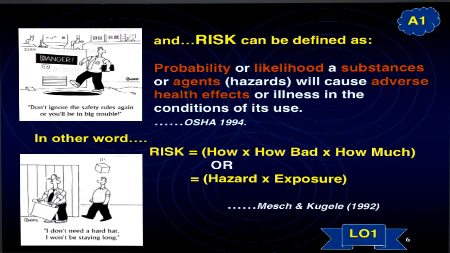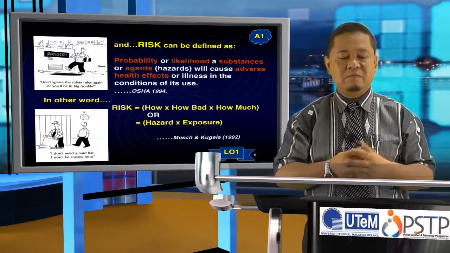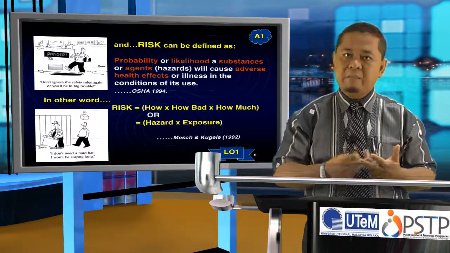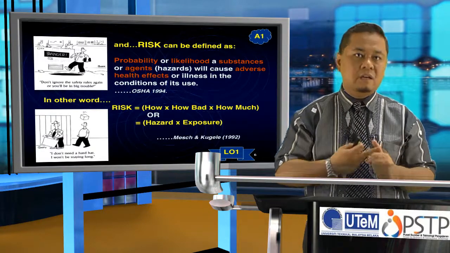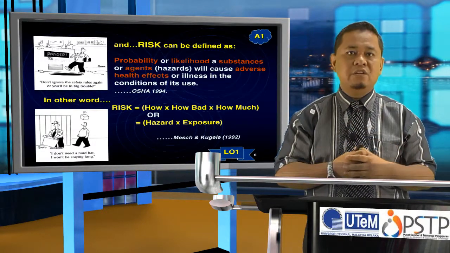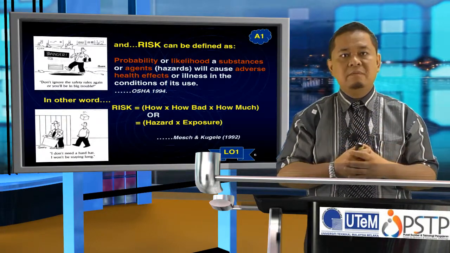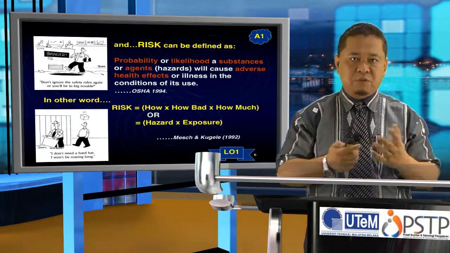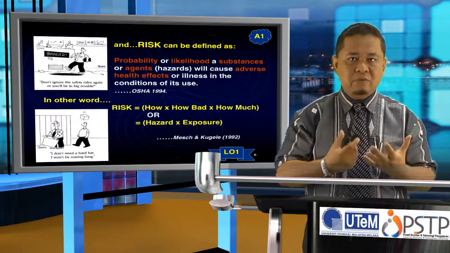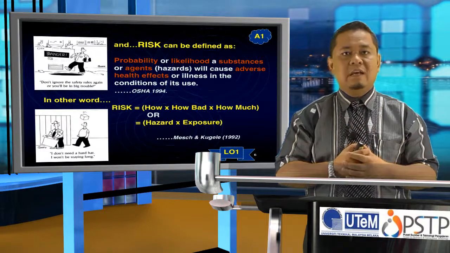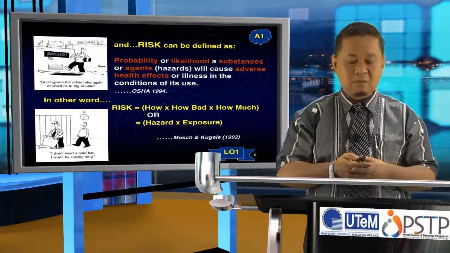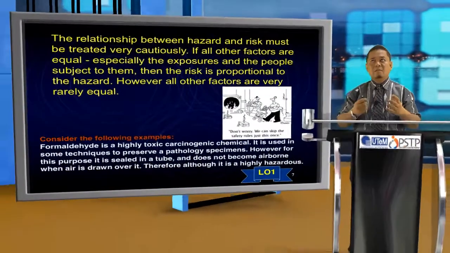Okay, by the Occupational Safety and Health Administration of the US, risk can be defined as the probability or likelihood that any substance or agents, which we have discussed, physical hazard, biological hazard, chemical hazard, psychosocial hazard, and ergonomic hazards, or any illnesses, occur in the condition of its use. In other words, very simply, we can formulate risk as equivalent to hazard multiplied by exposure. We are talking about how bad, how great the magnitude, and also how much the hazard can potentially cause harm to the workers themselves.